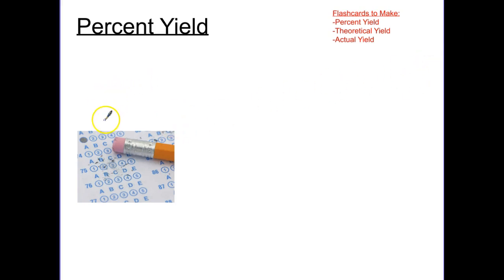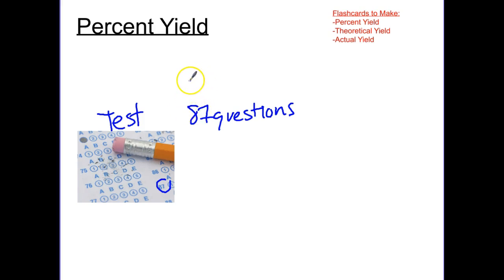So let's say you're taking a test. Right here we have a nice, beautiful multiple choice bubble test. And let's say on this test there are, just because it's numbers here, 87 questions. And each one is worth 1 point. And you take this test, who knows what it's on, and let's say you get 71 correct. And you want to know how you did. What's your score? What's your grade?